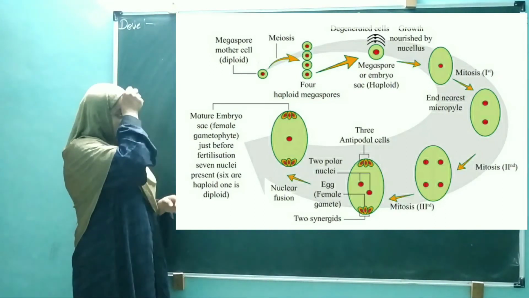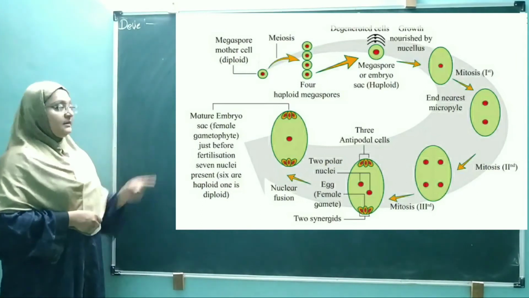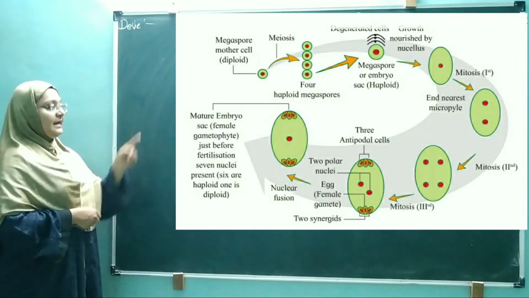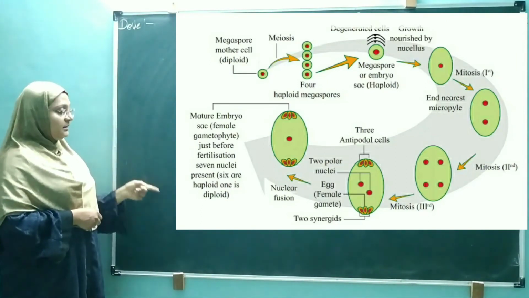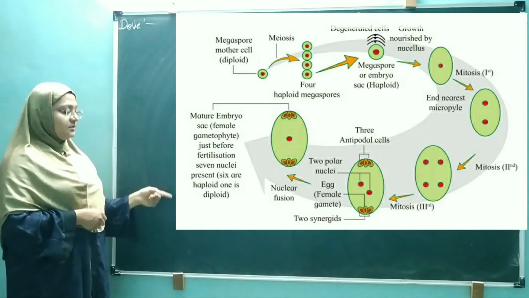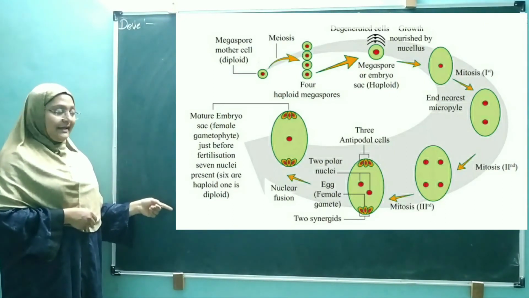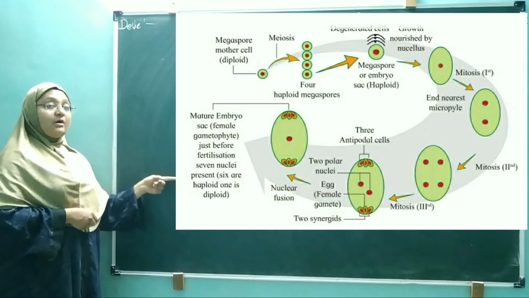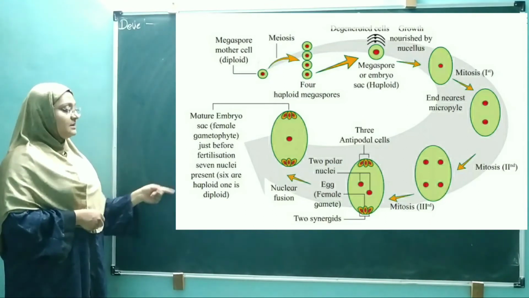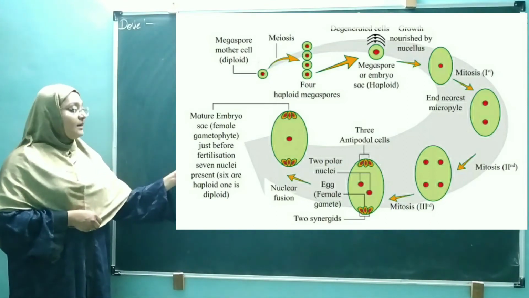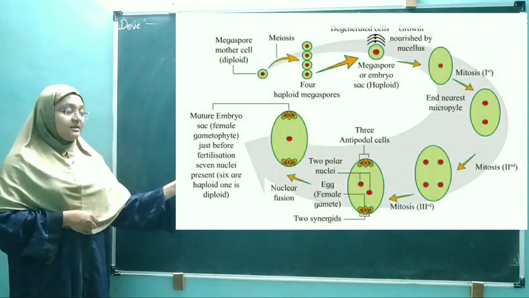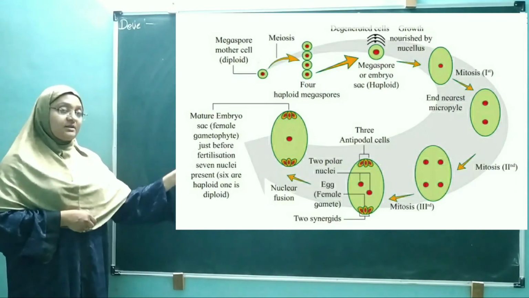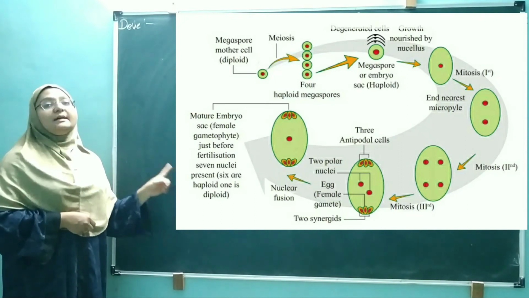So here, look at the diagram. The 3 antipodal cells are there at the chalazal end, and 3 cells are present at the micropylar end. Out of these 3 cells towards the micropylar end, 2 are synergids, and the bigger one in the middle is the egg cell.